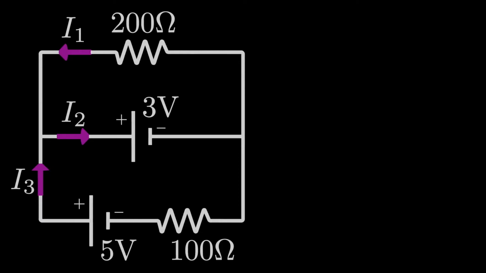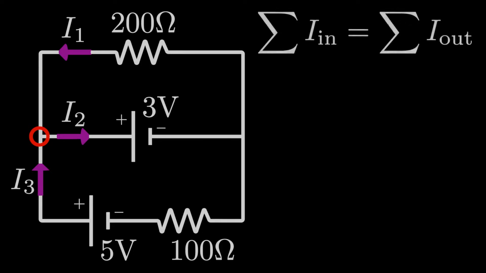But now, what can we say at this junction using Kirchhoff's first law? The sum of the currents going in is just I1 plus I3, and the sum of the currents coming out of the junction is just I2 by itself. Then the first law applied to this junction, or this node, would be I1 plus I3, the sum of the currents going in, is equal to I2, the sum of the currents coming out of the node.